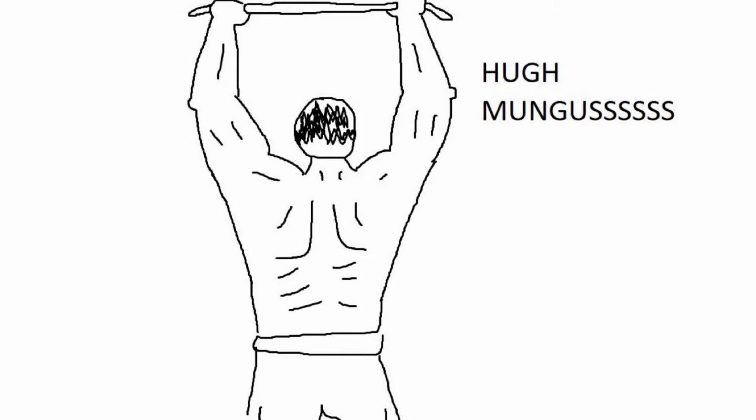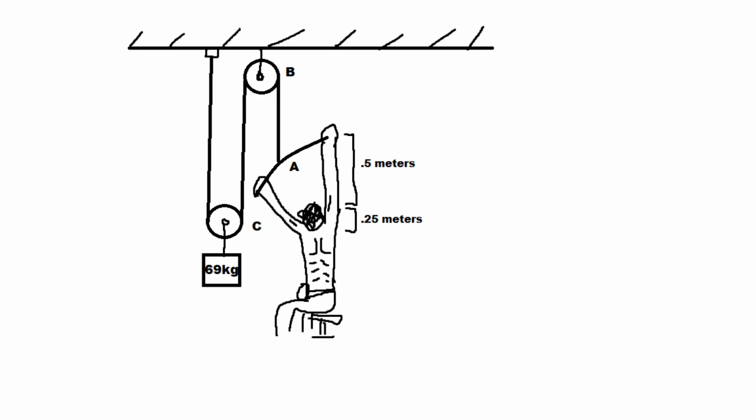Humongous is at the gym and gets on a cable machine that uses a pulley system to move a 69 kilogram weight. He initially pulls a bar attached to a cable down 0.5 meters to his head at a rate of 0.3 meters per second squared. Once reaching his head, he pulls it down another 0.25 meters to his chest at a constant velocity. Calculate the total time for Hugh to pull the bar down to his chest and the speed the weight is moving after the bar reaches his head.